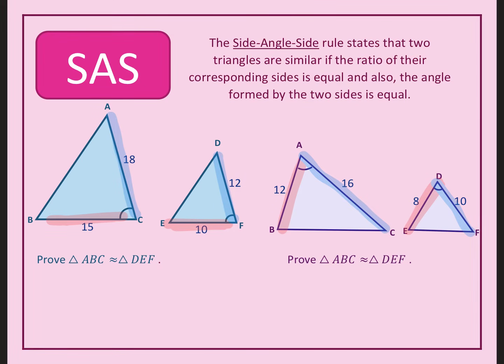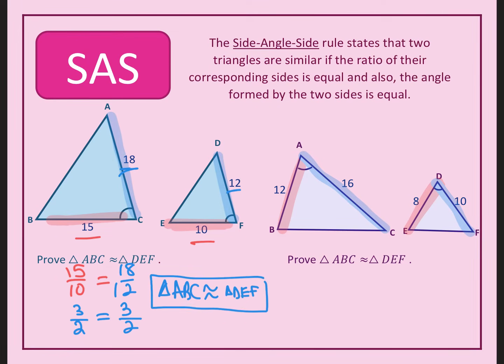So first we're going to check, I did that red one, BC. I'm going to put 15 over 10. Is it equal to 18 over 12? If I were to reduce these ratios, I would have 3 over 2 equals 3 over 2. These are similar. So I would write that triangle ABC is similar to triangle DEF.